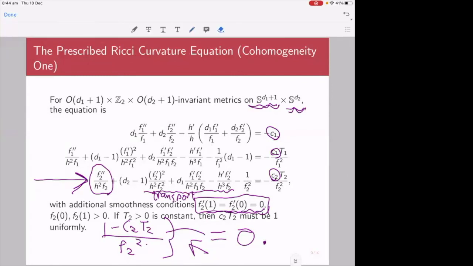So the prescribed Ricci curvature problem that we're trying to solve is this equation here, subject to the boundary values that we'd already seen, plus these two extra conditions here.